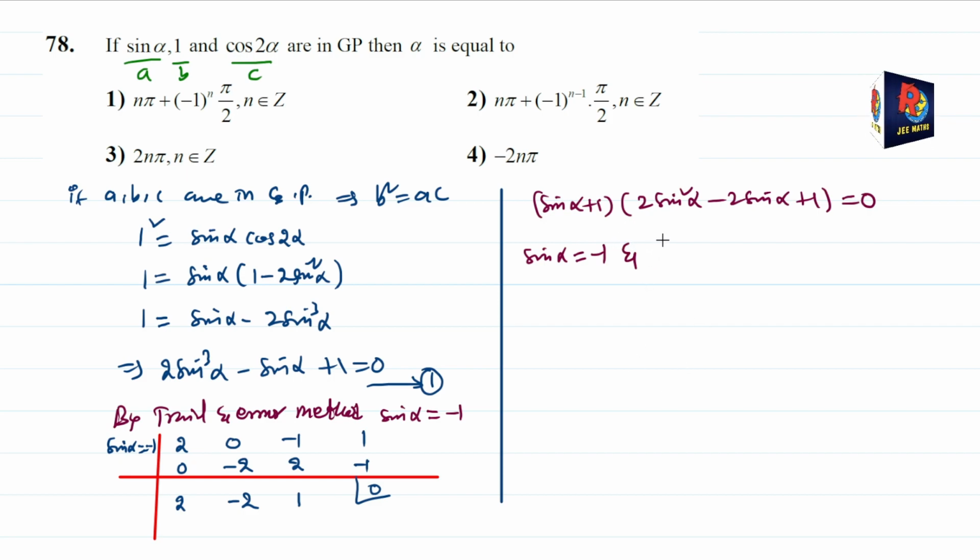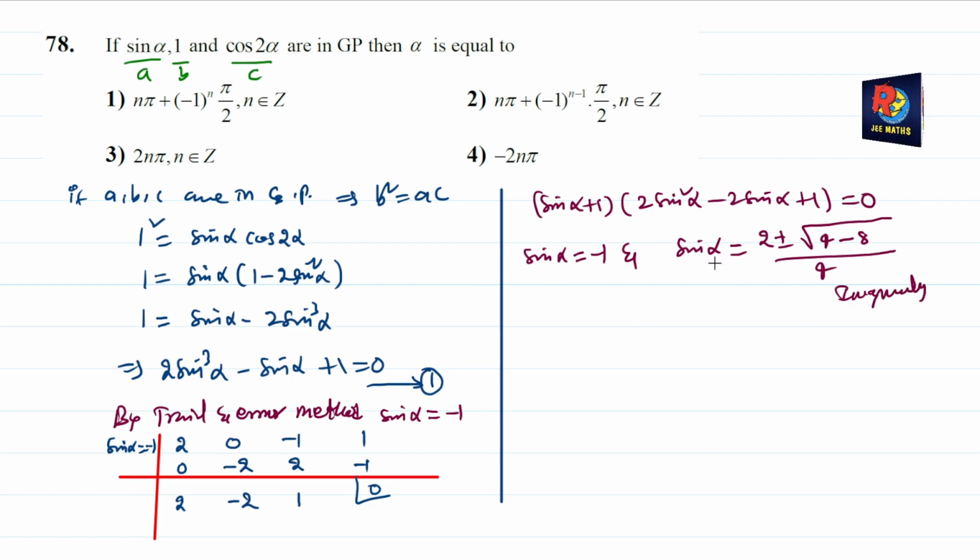here observe this, factorization 2 should come, then there is no possibility. So we can write sin alpha equals to 2 plus or minus square root of 4 minus 8 by 4. This is also imaginary, not possible. So the root has negative values, that's why it is imaginary, not possible.